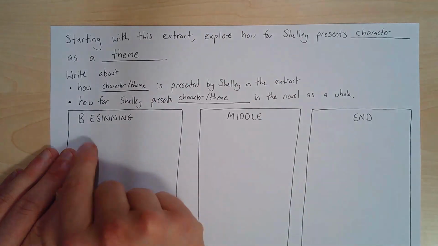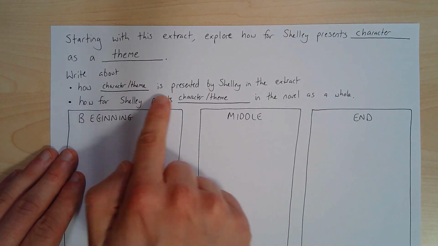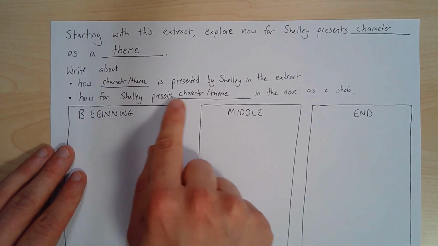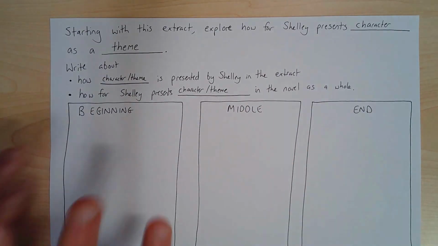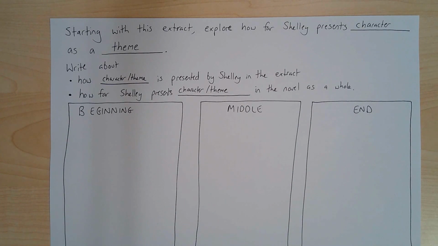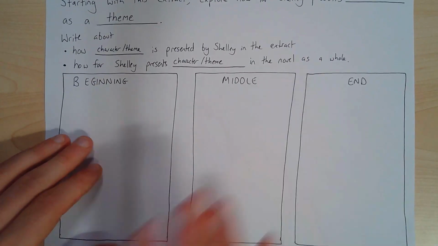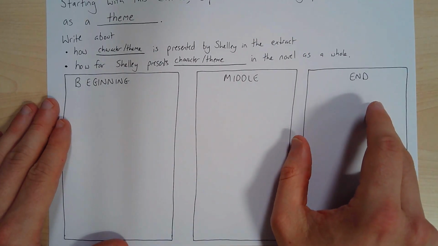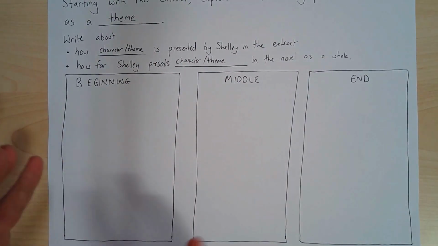You've seen quite a lot. Write about how the character or theme is presented by Shelley in the extract, because they will always give you an extract, and how far Shelley presents character or theme in the novel as a whole. This is my really rough version, because it's just going to look like this. Whatever you do, you're going to get an extract from the beginning, the middle, or the end of the novel. So they are going to give you something.